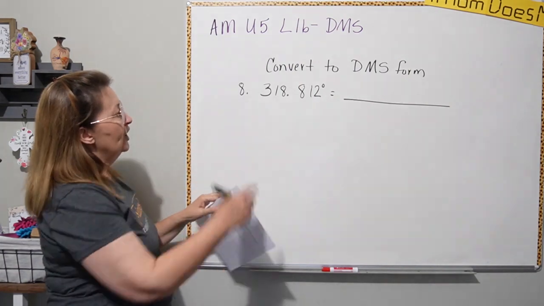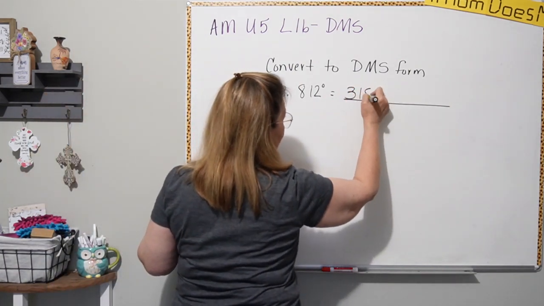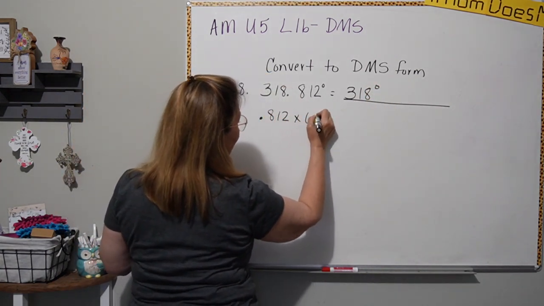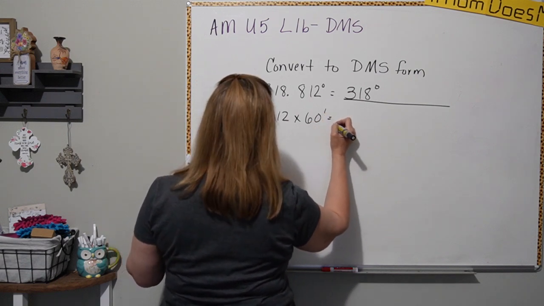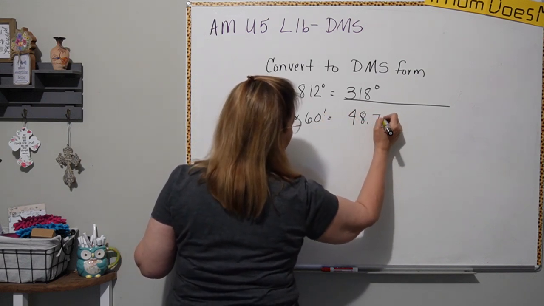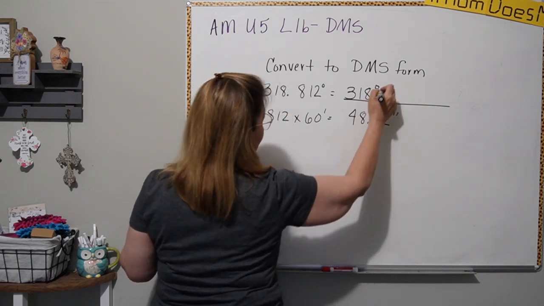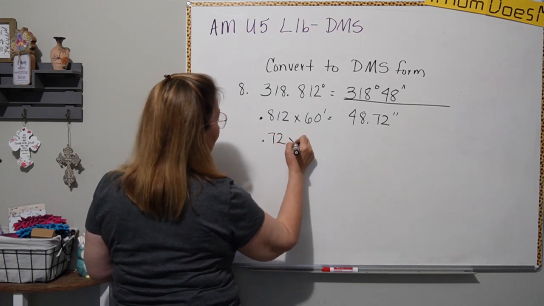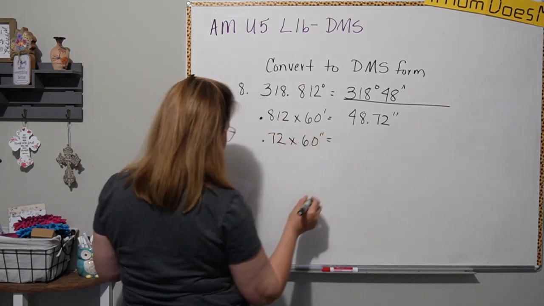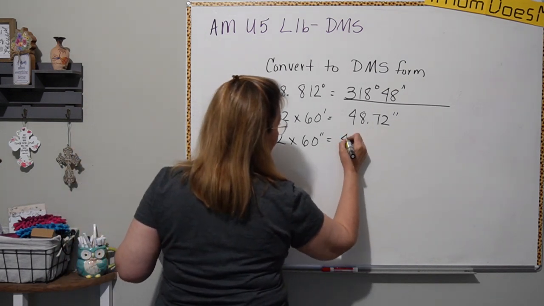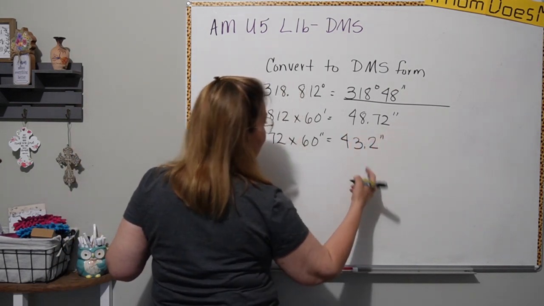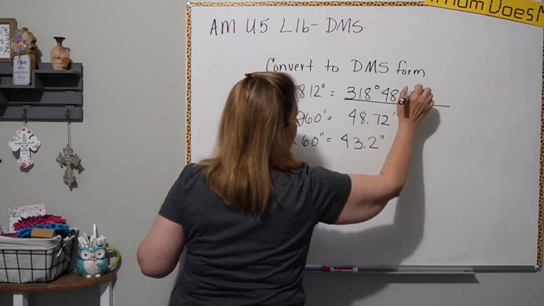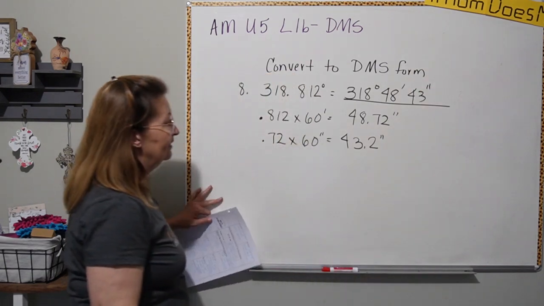Okay, for number 8, we've got 308.812 degrees. So we're going to keep the 308 degrees. We're going to take the decimal 0.812 and we're going to multiply that times 60 minutes. Now when I multiply that, I'm going to get 48.72 minutes. I'm going to take the 48 part, then I'm going to take the 0.72 and multiply it times 60 seconds. So that's going to give me 43.2 seconds. Since this is less than 5, I'm going to round down to 43. Okay, 43 seconds. And there we go.